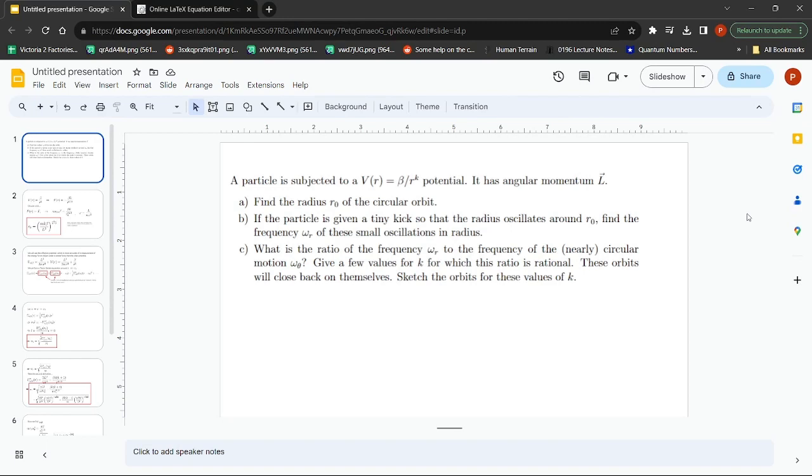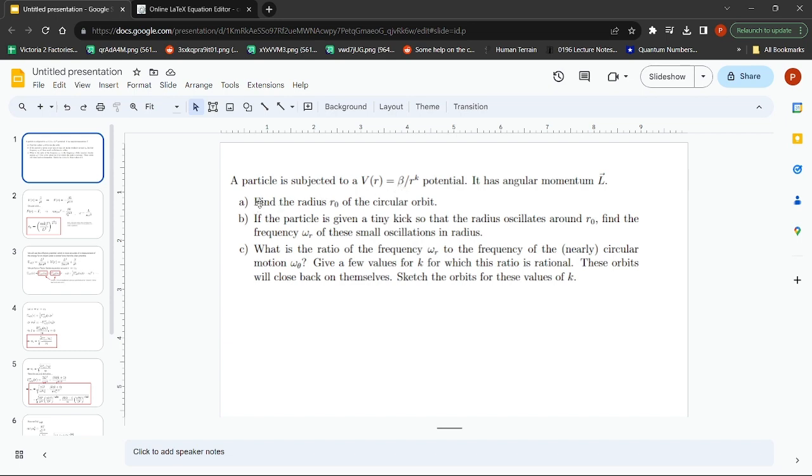In this video, we will be going over the solution to problem 9 on midterm 3. Problem 9 asks us to consider a particle under the influence of a potential equal to beta over r to the k, where k is a varying integer.